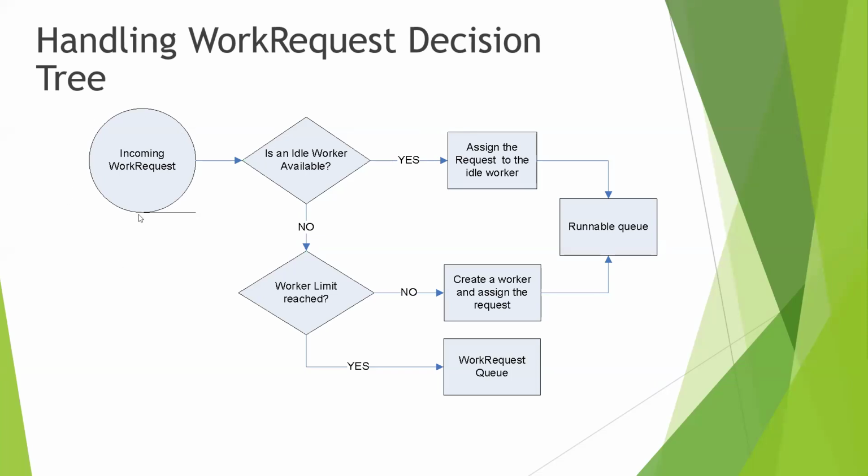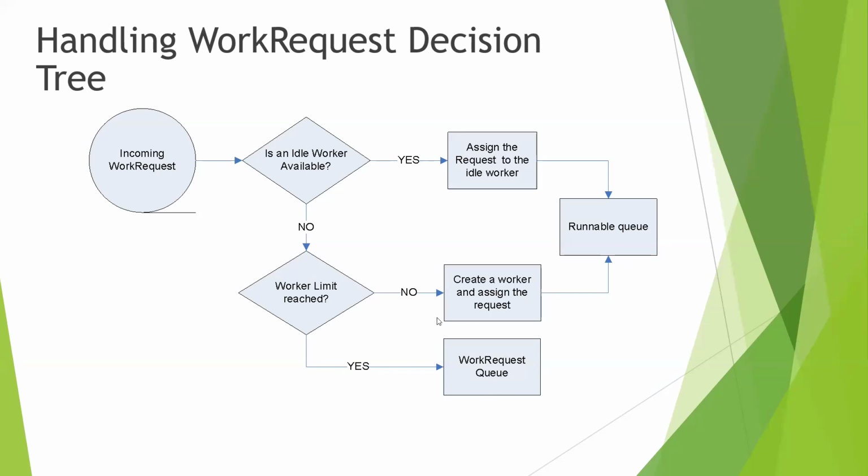How will a thread be handled? Let's say you are getting an incoming request. It can be a SQL select, or it can be anything. It checks whether an idle worker is available, right? If a worker is available, then it assigns the worker, and it will be in the runnable queue. If a worker is not available, it will check whether the worker limit is exhausted. For example, with 4 CPUs there is a certain limit, 512 threads. If the limit is reached, you are not able to execute anything, and the worker request stays in the queue until a worker is available.